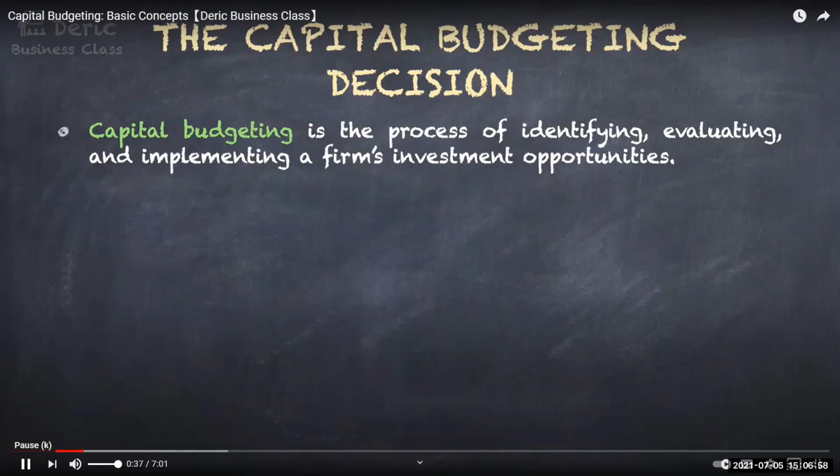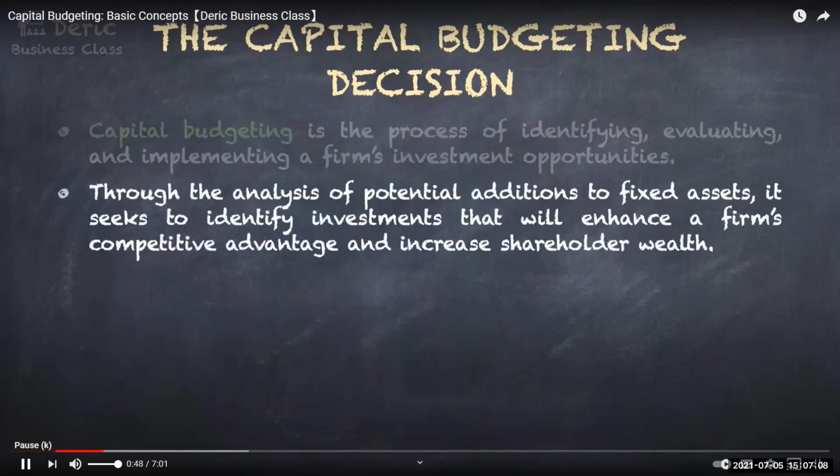Capital budgeting has got a few indicators, such as payback period, NPV, IRR, to assist us to select the best investment for the company. Through the analysis of potential additions to fixed assets, take note of the keywords, fixed assets. When you do capital budgeting, you are basically considering investing in fixed assets, such as buying machines or equipments. It seeks to identify investments that will enhance a firm's competitive advantage and increase shareholder wealth. Investing in the fixed assets, in fact, is to enhance the firm's competitive advantage.